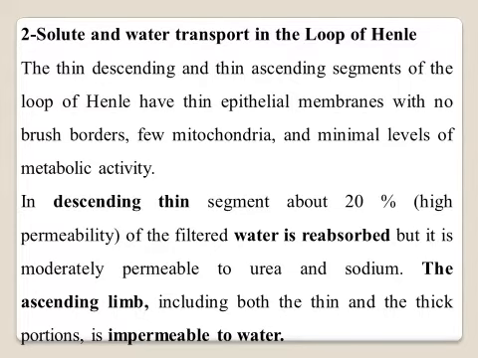In the descending thin segment, about 20% of the filtered water is reabsorbed, but it is moderately permeable to urea and sodium. An important point is that the descending thin segment of the loop of Henle is very permeable to water. This is also important and we will discuss it in the future. So about 20% of the filtered water is reabsorbed.